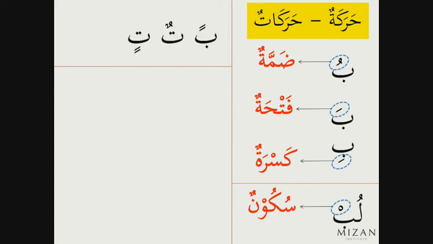Next one. An, un, in. What do we call that? Tanween. We call these all tanween. Some people say dhammatan, fathatan, kasratan. A tanween means there are two u's, two a's and two i's. For example, say those three: ban, bun, bin. An, un, in, those are tanweens.